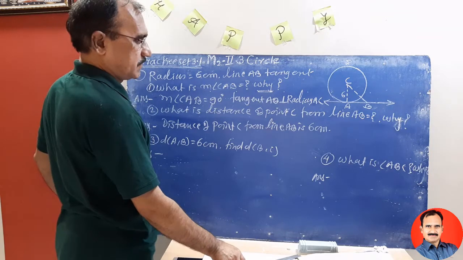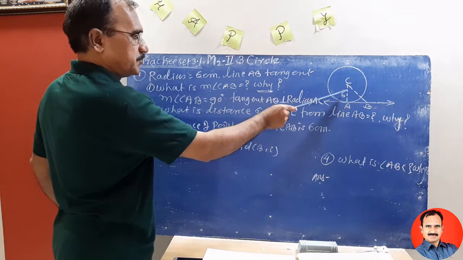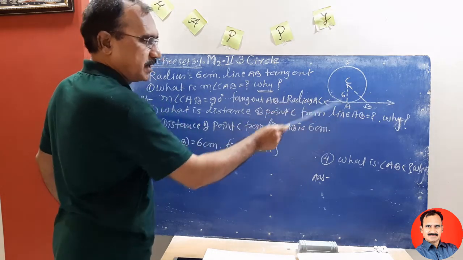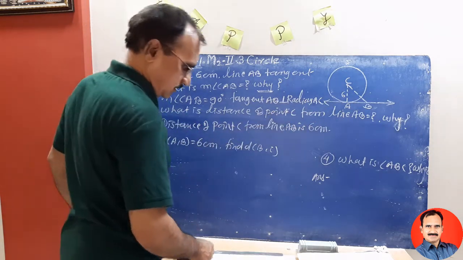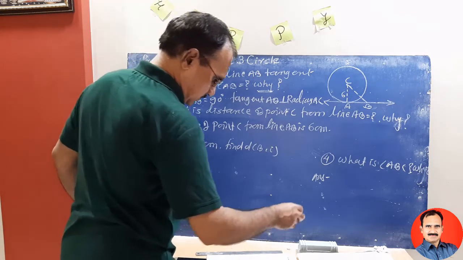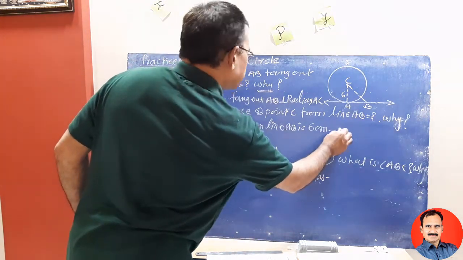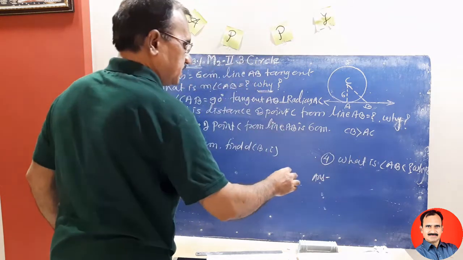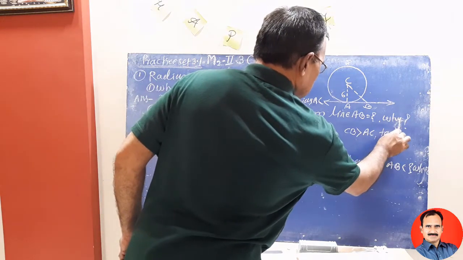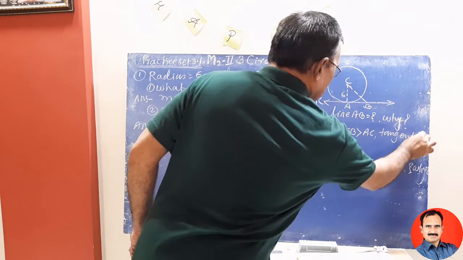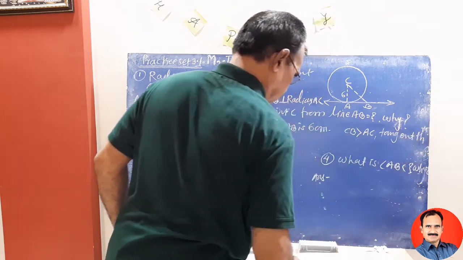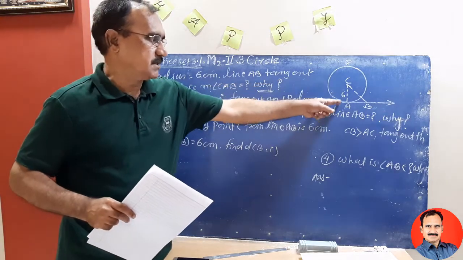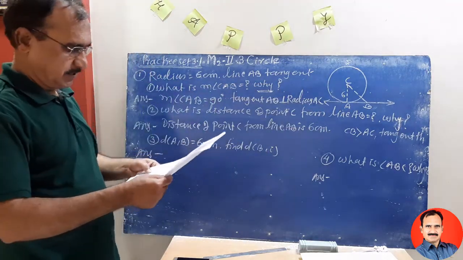Again, why? Tangent AB is perpendicular to radius. That means CB is greater than CA. Point A is the point of contact, and therefore here we can write CB is greater than AC, and tangent theorem. This is the reason point C is 6 centimeter from line AB.